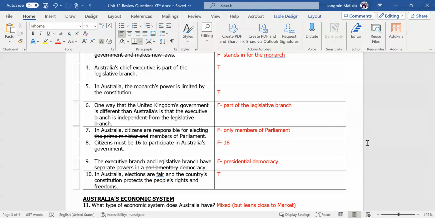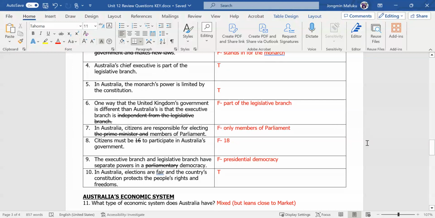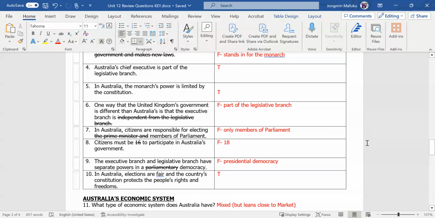Eight. Citizens must be 16 to participate in Australia's government. The answer will be false. You have to be 18 to be able to vote in Australia. Number nine, the executive branch and legislative branch have separate powers in parliamentary democracy. The answer is false. That would be in presidential democracy. In parliamentary democracy, the legislative branch and executive branch have the same power.